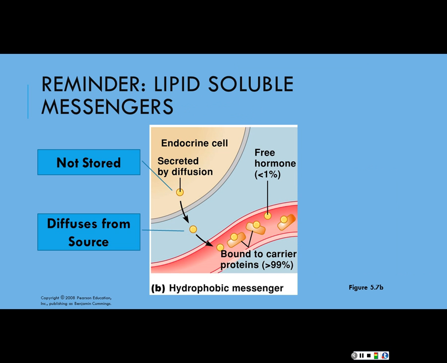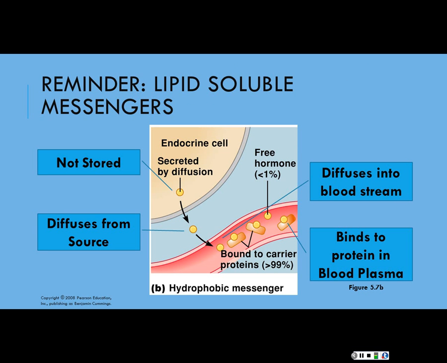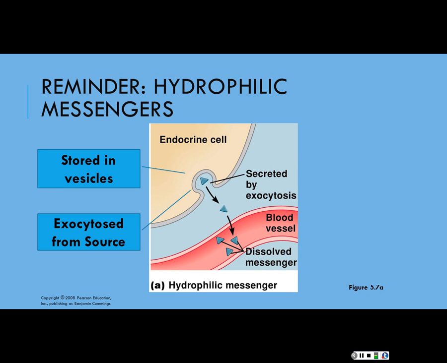We also talked about the solubility of the messengers. We already just discussed that something more lipid soluble will need a transport protein in the circulatory system. We also know that the target would have an intracellular receptor. By contrast, as we mentioned a moment ago, hydrophilic messengers.